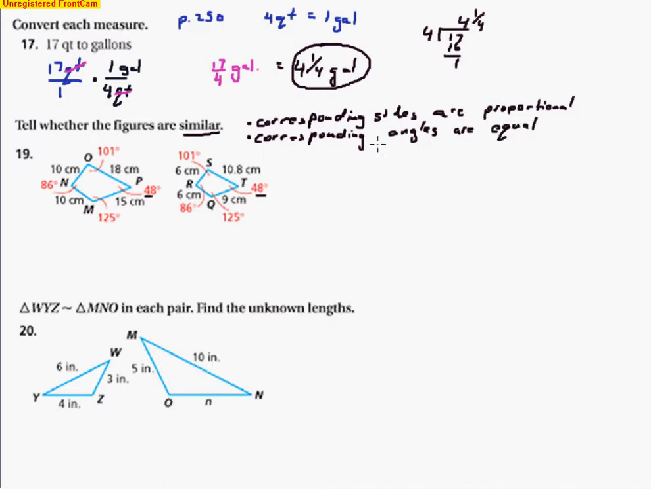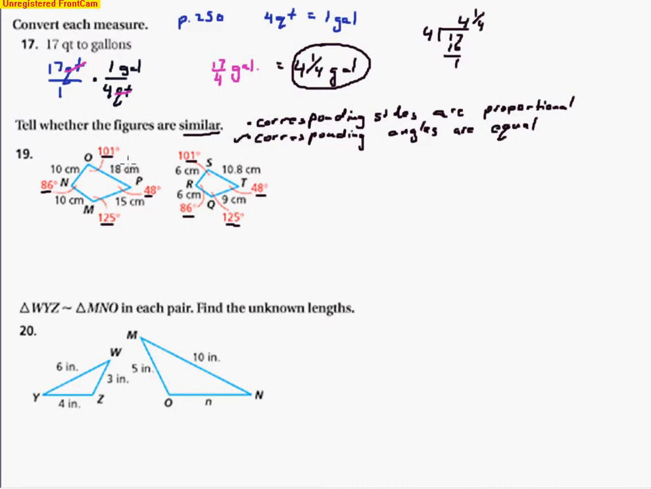The first one to always check off first is the angle one, because that one should be given to us. Notice how P and T, those are the corresponding angles. They're the same type of angle, kind of the same positioning of our figure here. They're both 48, so that's good. 101 and 101, that's good. 86 and 86, that's good. 125 and 125. So it checks off. We know that the angles are corresponding. Now we need to check the sides.